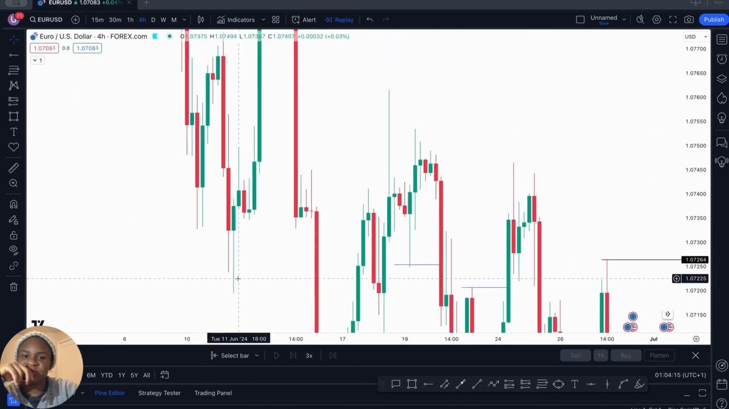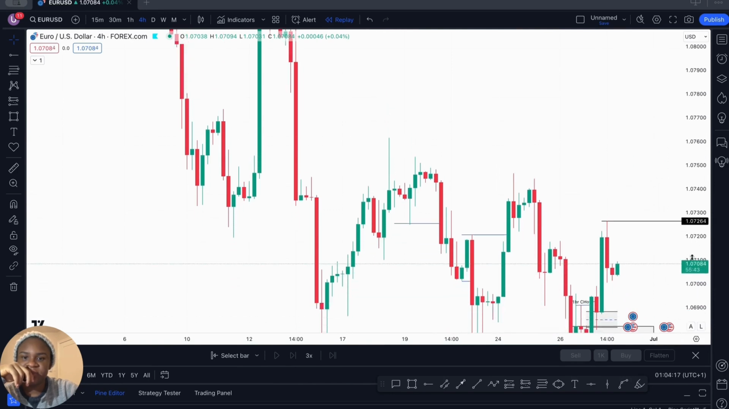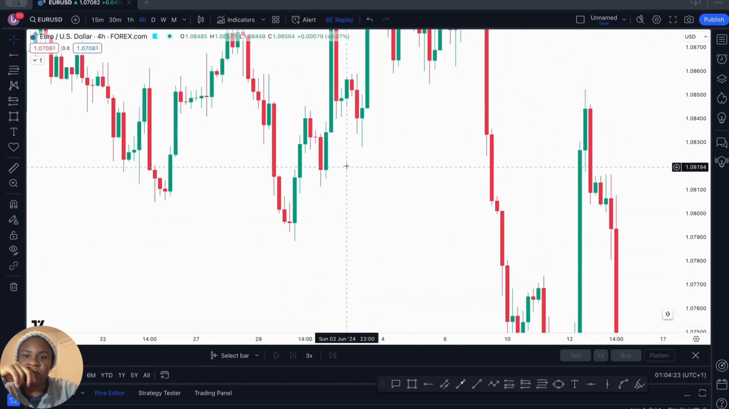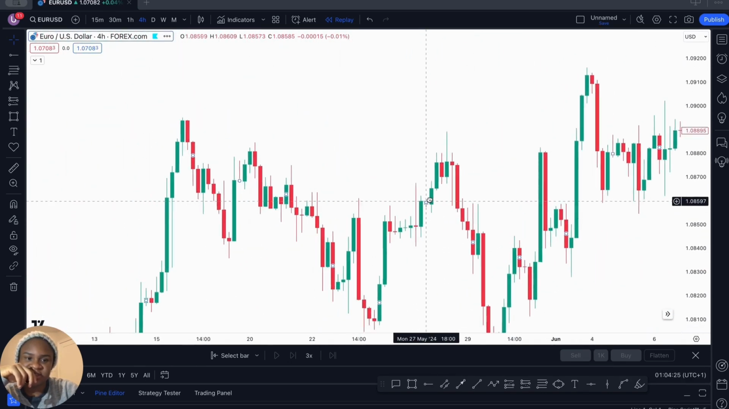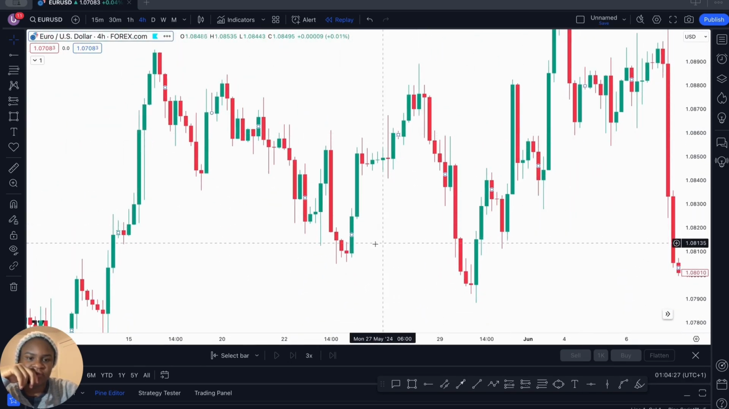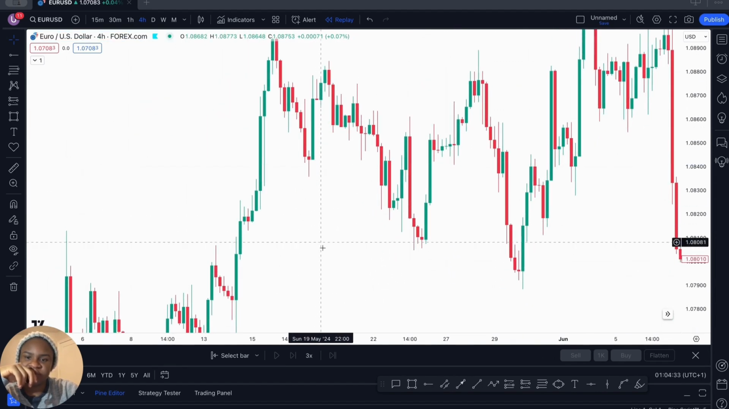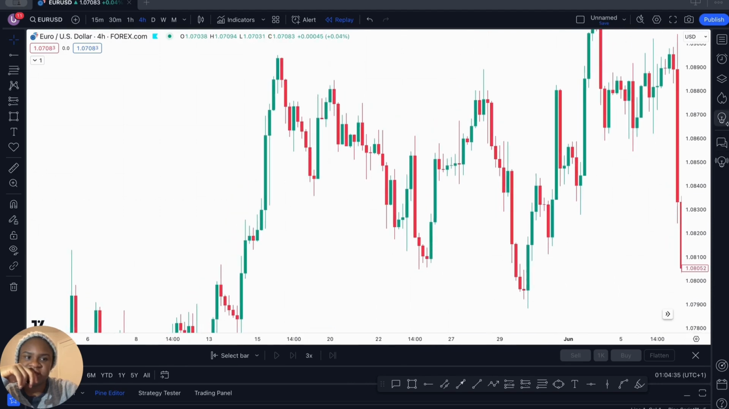Now, if I come down again to my chart, what am I saying here? I will look for liquidity sweeps and I'm going to show you how you can use it to your advantage. Let me keep looking for one for you. Now, if you look at this chart very well, right? Can you see this chart very well?